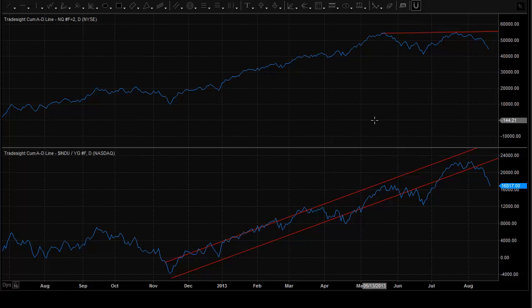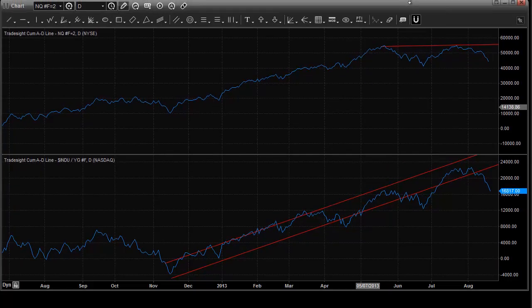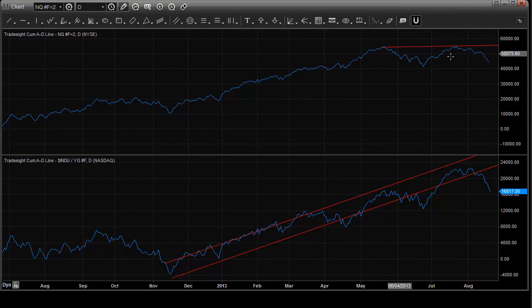Here's a look at the market internals. Internally, the cumulative advance-decline line did not make a new high. We've got this double top in place. It's threatening to roll over. If we lose this prior low, that's going to be a real negative for the broad market.